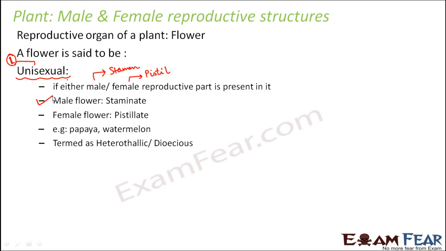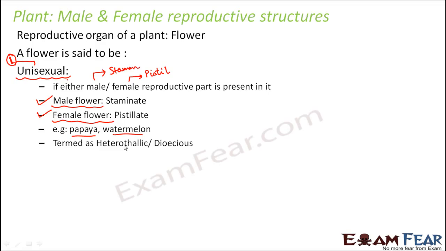Now if stamen is present, then it is a male flower because the male reproductive part is present. Similarly, if the female reproductive part is present, then it is a female flower and it is called pistillate. So the flower with stamen is staminate, the flower with pistil is pistillate. Examples of unisexual flowers are papaya and watermelon. So this is about the flower.